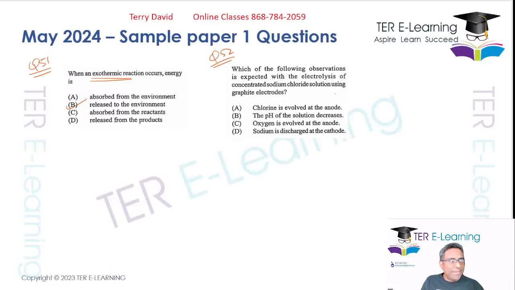Now, in this question, they said energy is released to the environment. That makes sense. B makes sense. But in D, they said energy is released from the products. Yes, energy might be released from the products, but we need to consider what's happening to the reactants as well. So the best answer here, based on what is in the syllabus, is going to be B. But I agree with you, D sounds kind of correct too.